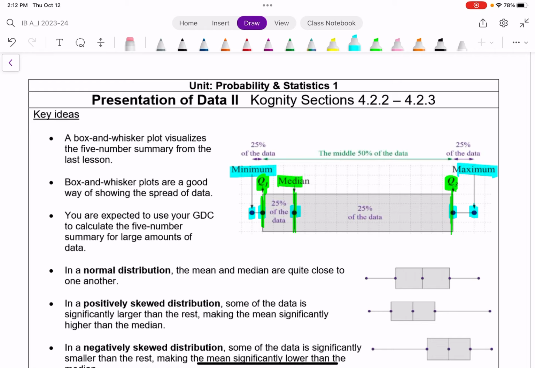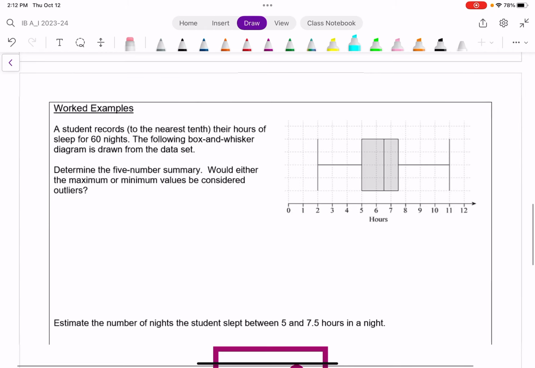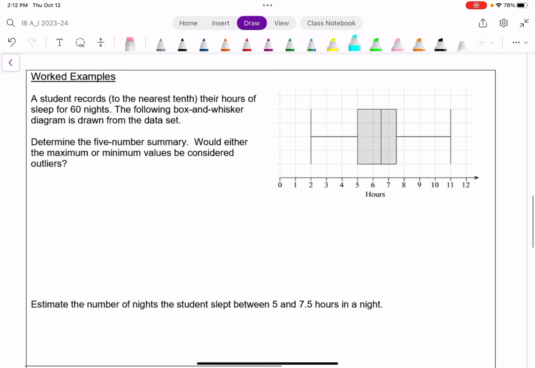All right, so if we look at an example of a box and whisker plot, we have one here. It says a student records to the nearest tenth their hours of sleep for 60 nights. And we see the box and whisker plot. I want the 5-number summary. As well, would either the maximum or minimum be considered outliers? Okay, before I talk about the outlier part, let's look here.